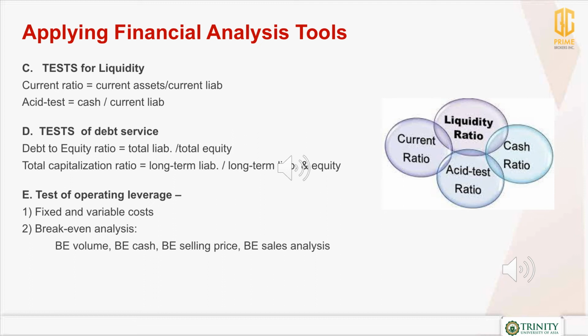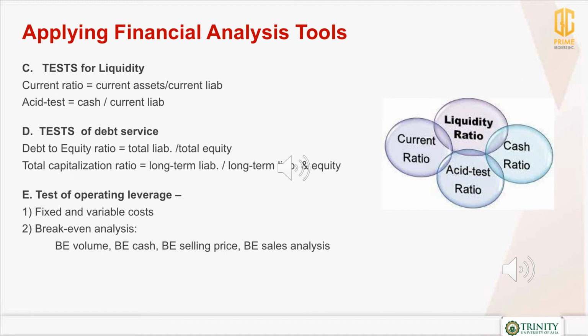We could also compute for the following and compare to similar companies or projects. Tests for liquidity. Here, we look at the current ratio of the project. We compute it using the current assets divided by the current liabilities. We also look at the asset test ratio, which is equivalent to the cash and its equivalents divided by the current liabilities.